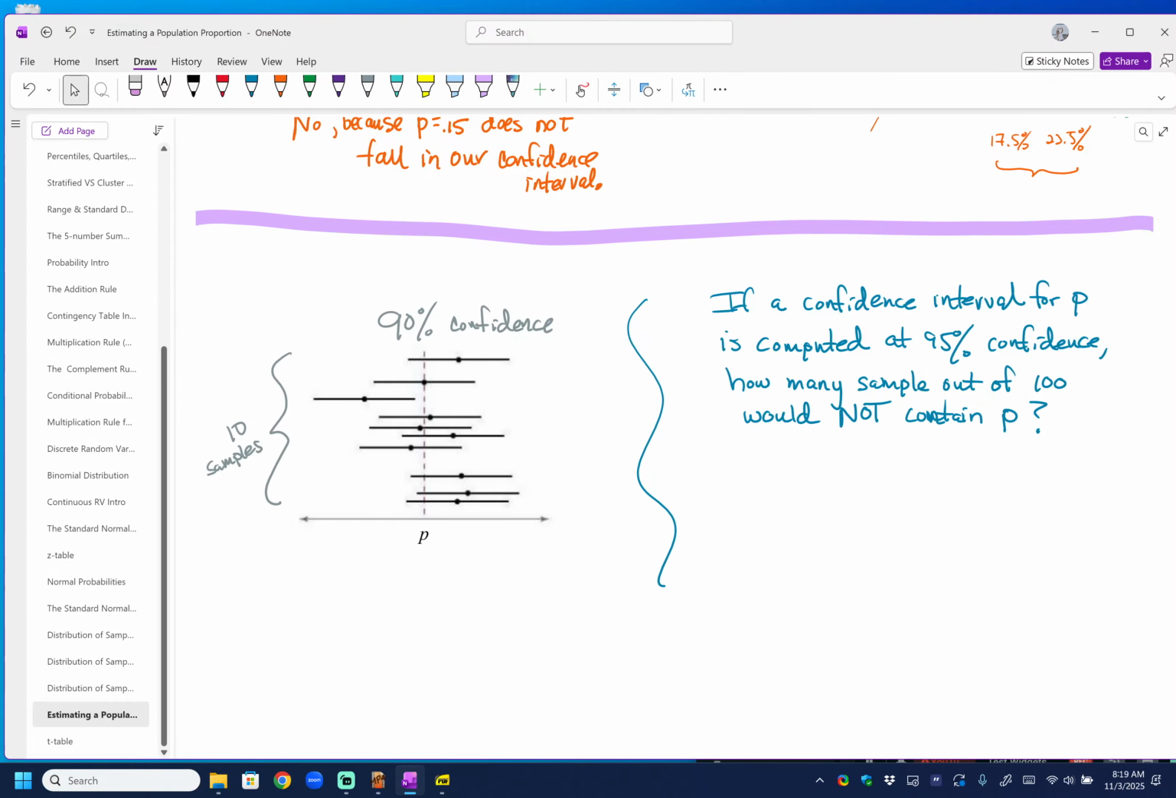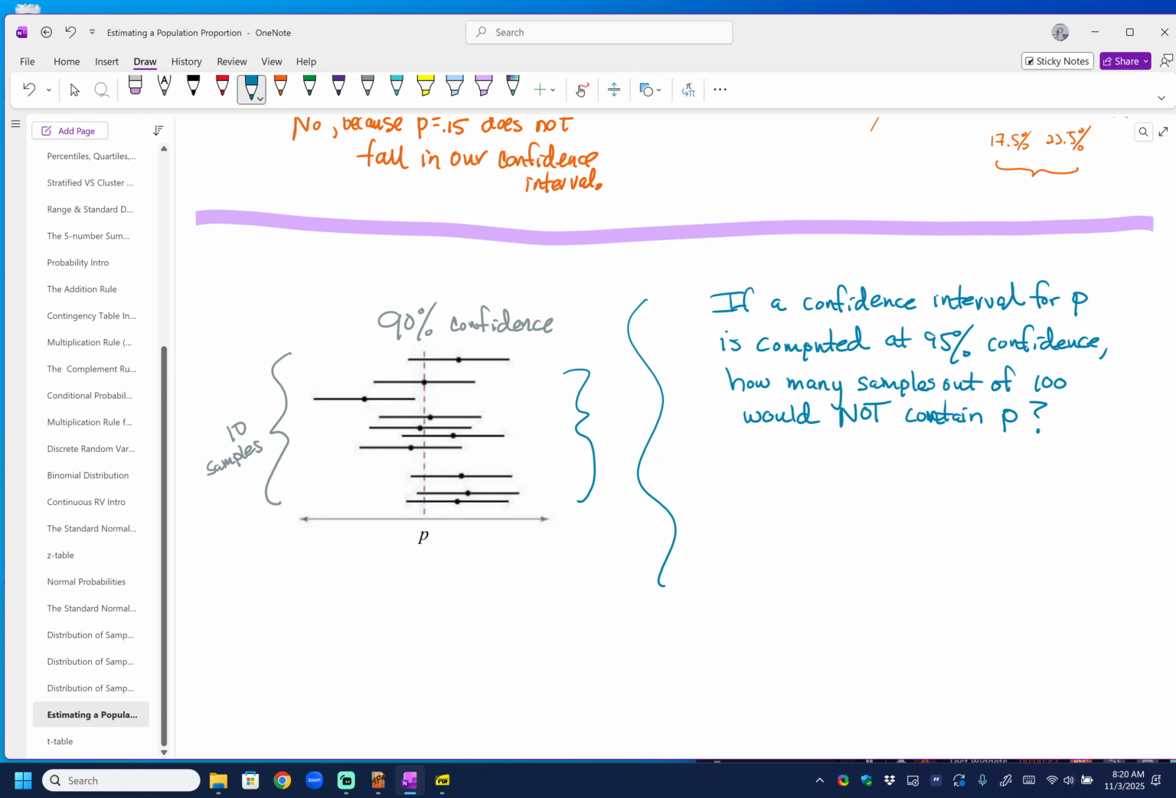Okay, let's see if you're following here. Over on the right, it says, if a confidence interval for P, or population proportion, is computed at 95% confidence, how many samples out of the 100 that you compute would not contain P? So think of this, but gigantic. 100 of these lines, all the way up on the graph, with P hypothetically dash lined into the middle here. What they're saying is, out of 100 of these lines, if we're at 95% confidence, how many would fail?